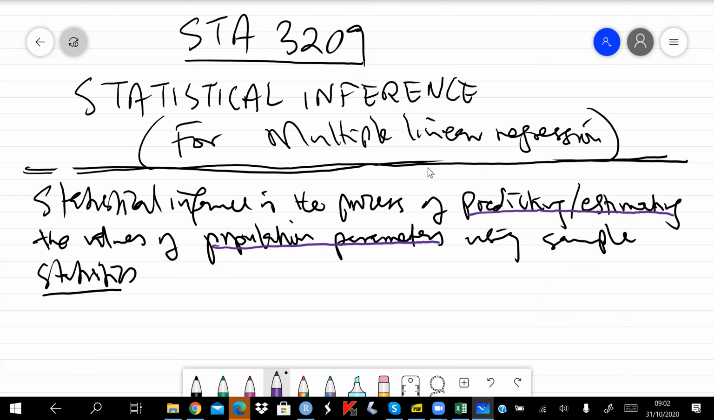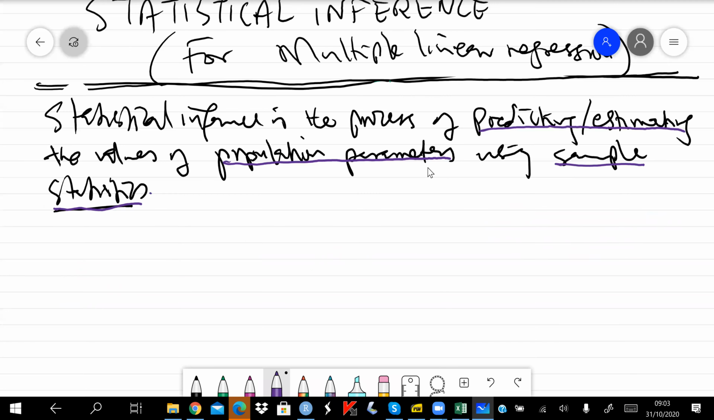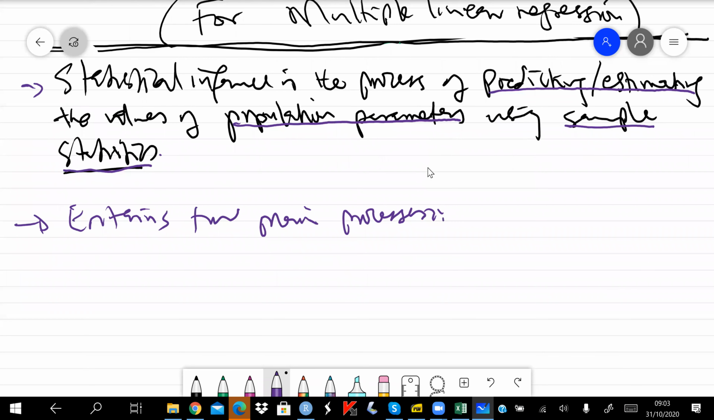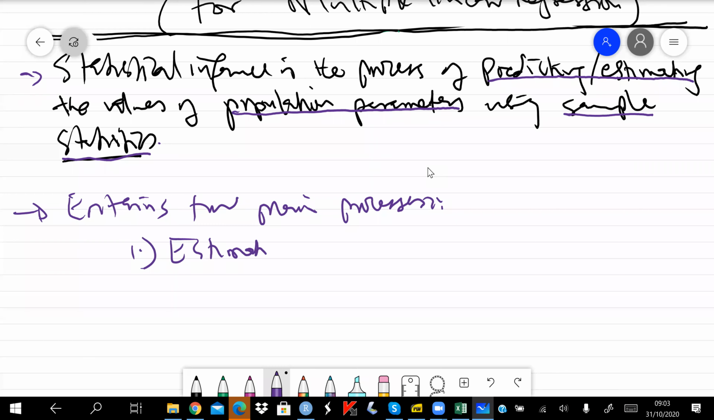Remember, population parameters are always unknown, and that's why we must always estimate them or predict them using the information that we get from the samples. So statistical inference entails two main processes. When we talk about inferential statistics, these are things that you should think about. Number one is estimation. And estimation comes in two ways. We have what we call point estimation and what we call interval estimation.